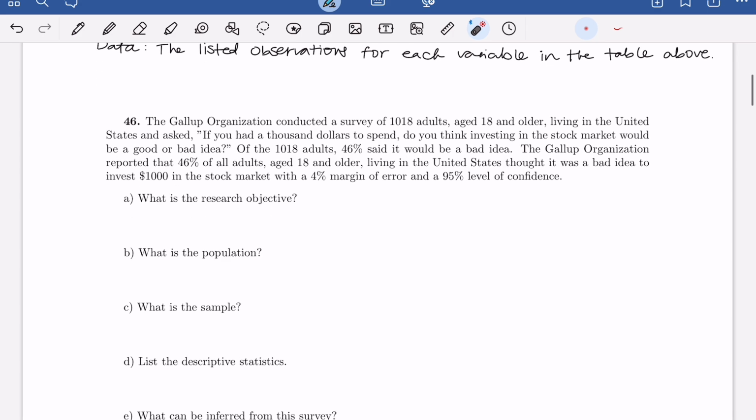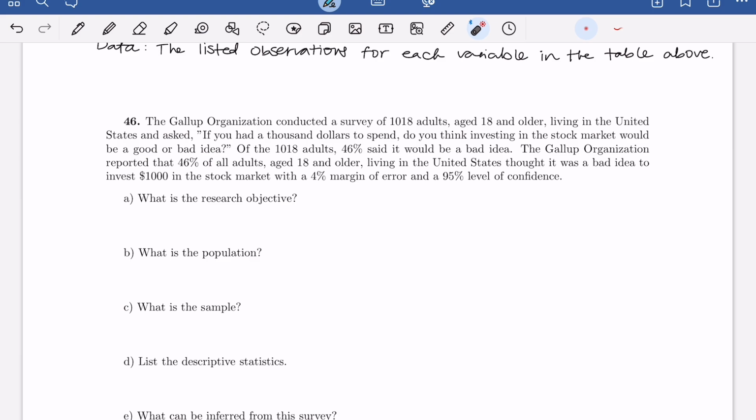We're told that the Gallup organization conducted a survey of 1,018 adults aged 18 and older living in the United States. On the survey, they asked if you had $1,000 to spend, do you think investing in the stock market would be a good or a bad idea? Of these 1,018 adults that they surveyed, 46% said it would be a bad idea. This organization reported that 46% of all adults living in the United States thought that it was a bad idea to invest $1,000 in the stock market, with a 4% margin of error and a 95% confidence level.